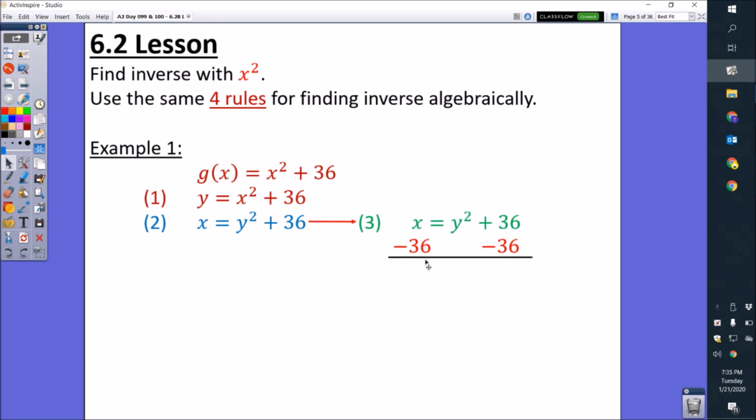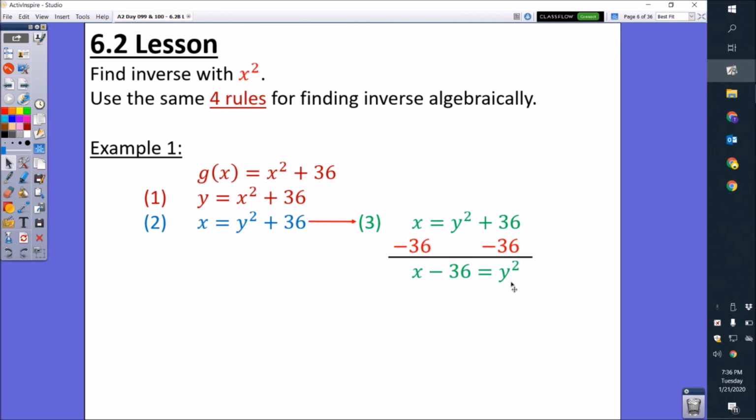So when I subtract, on the left side, x and minus 36 are two different terms. So it's going to look like x minus 36 on the left side of the equal sign. And then when you cancel out the 36 on the right side, you're just left with the y squared. So at the moment, I have x minus 36 equal y squared. Now we're one step closer to getting y by itself.